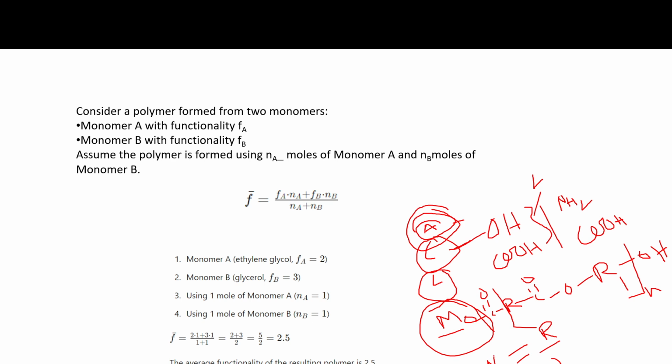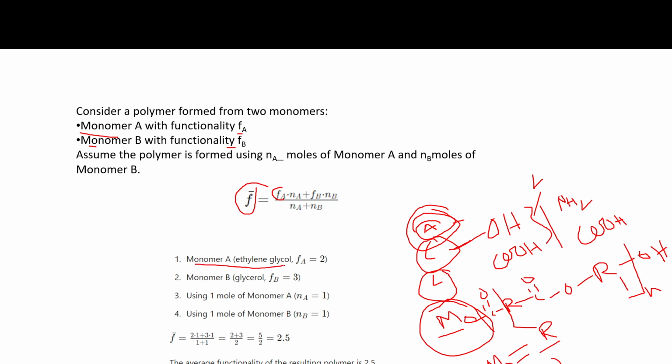To calculate this original repeating unit mass, we already solved some problems. So we have to know about the functionality. What is the average functionality, and how can we calculate it? If a monomer A has functionality Fa, that means how many functional groups are present in this monomer, and monomer B has functionality Fb, then the average functionality will be Fa times the number of moles of A, plus Fb times the number of moles of B, divided by the overall moles.